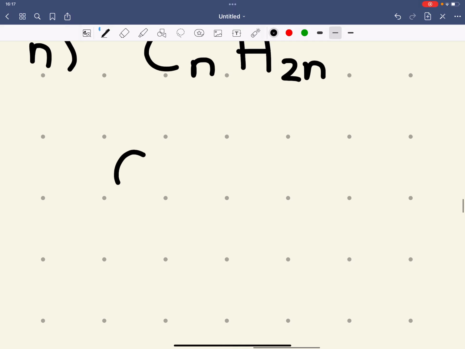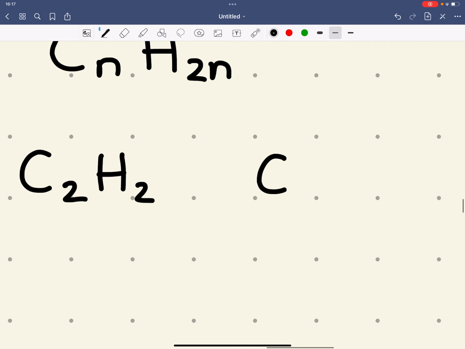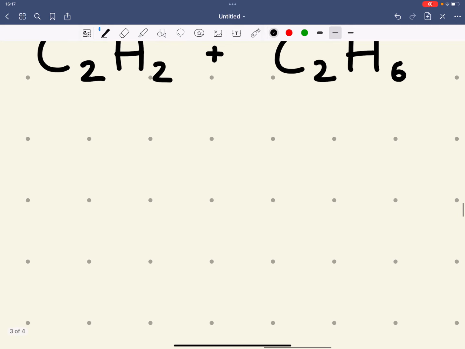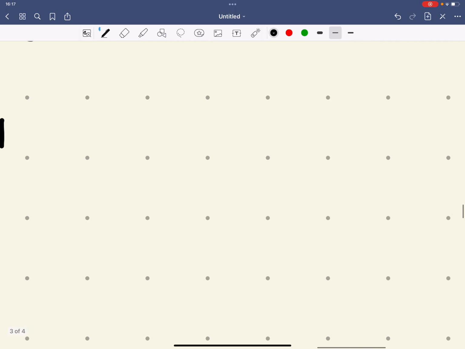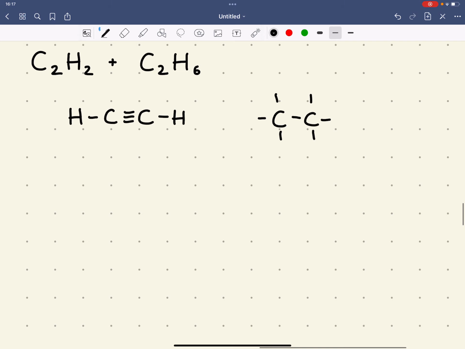So part A is C2H2 and C2H6. Well, what you've got there is this would give you ethyne, which has got a triple bond, and obviously ethane will have no double bonds. It's saturated. Obviously, we can rule out B because it's not got a double bond. The answer is C, C4H8, C2H4.